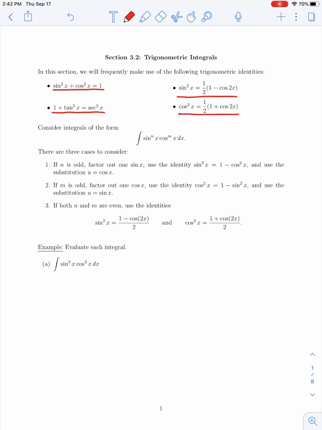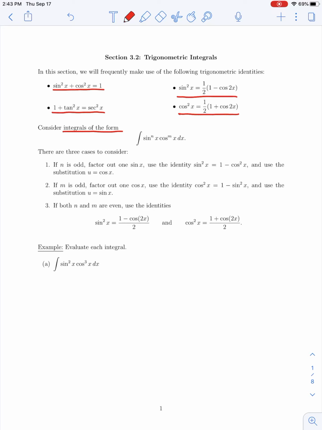Making use of these trig identities, we're going to consider how to integrate functions that involve powers of sine, cosine, secant, or tangent of x, or products of powers of these. We will refer to these types of integrals as trigonometric integrals. The first type we're going to consider is an integral of the form sine x to the nth power times cosine x to the mth power with respect to x. So we're integrating a product of powers of sine and cosine of x.